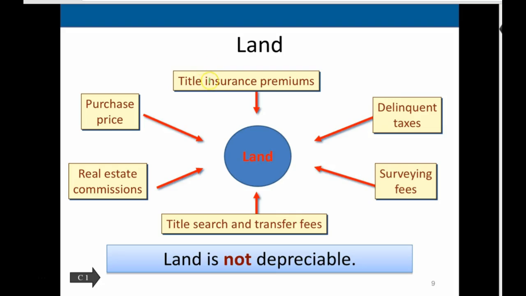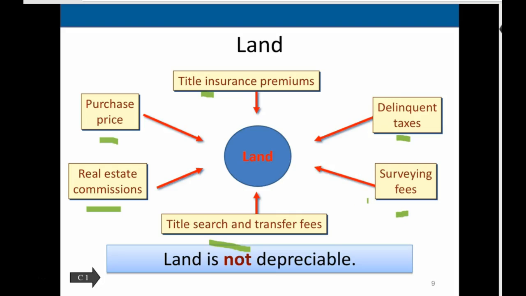So things that should be added to the land should be things like title insurance, purchase price, of course, real estate commissions, title search, delinquent taxes, and survey fees. If those are all included in the purchase of the land, it should be in there.